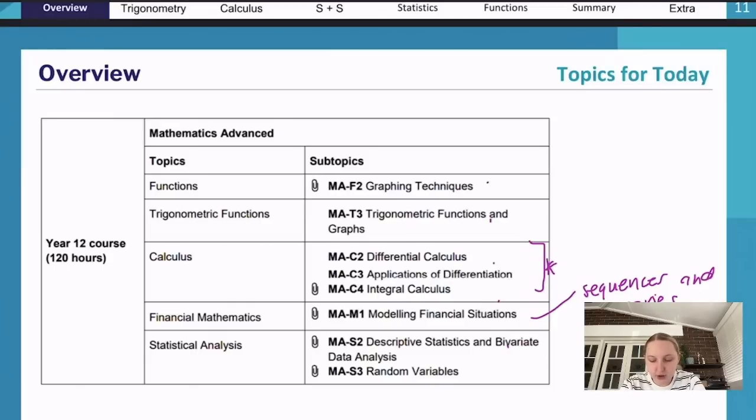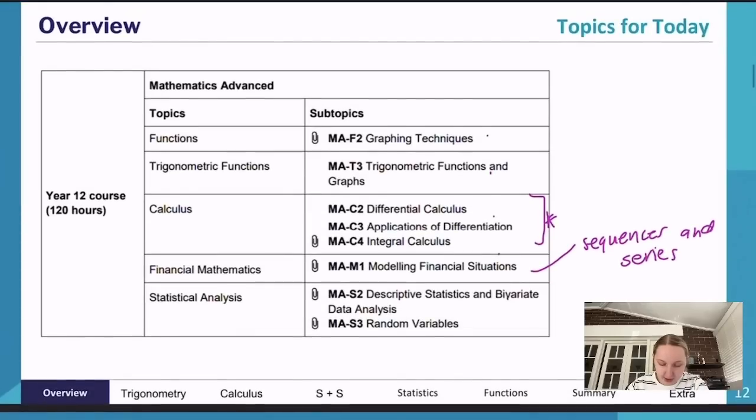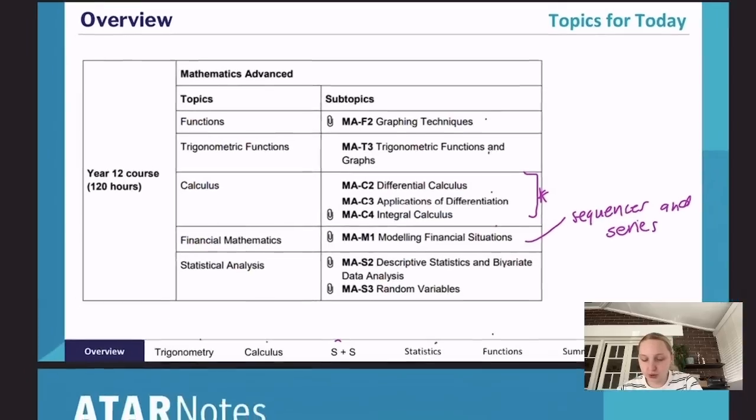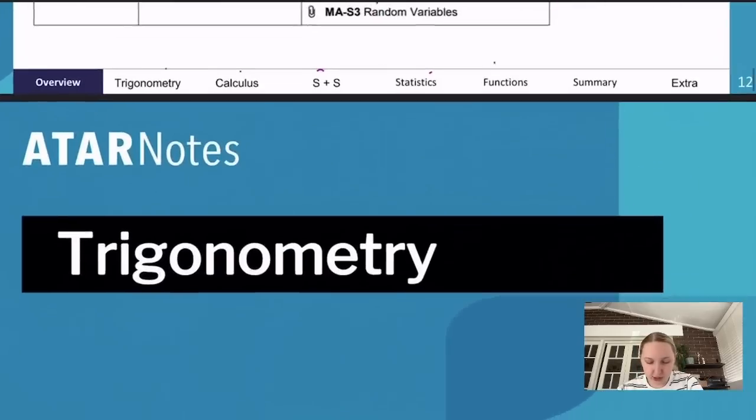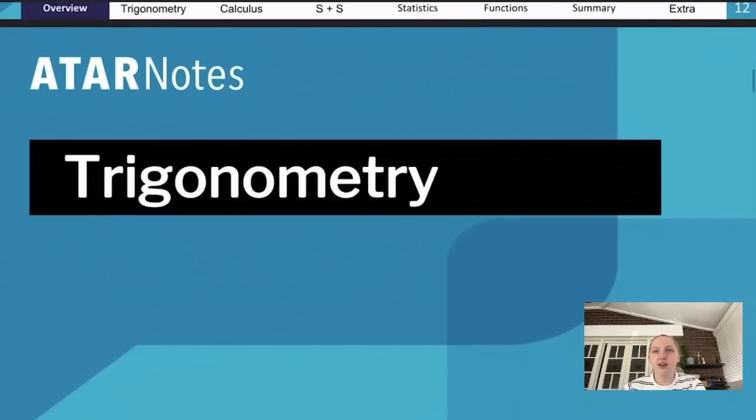So that's an overview of the topics we're going to be looking at today. You can see them down the bottom as well. We're just going to be covering those topics and the questions that you might find in each of them. Okay, so onto the maths now.